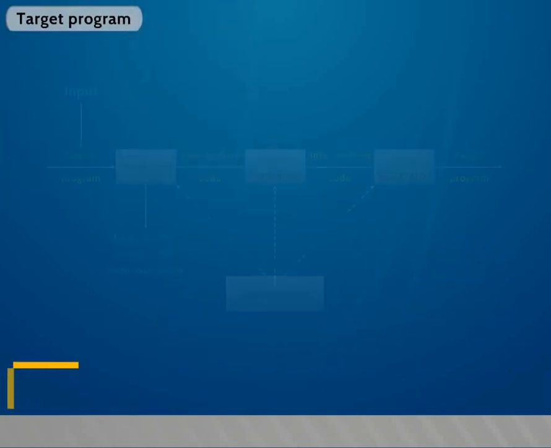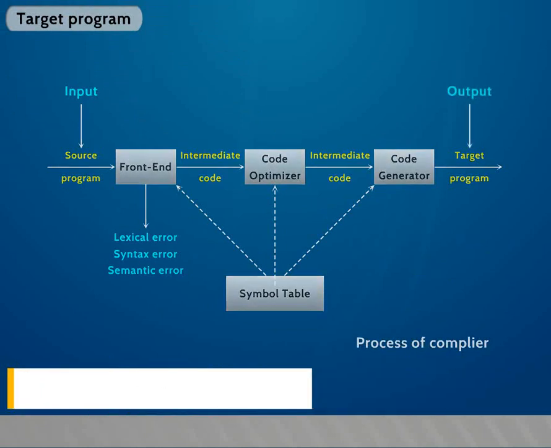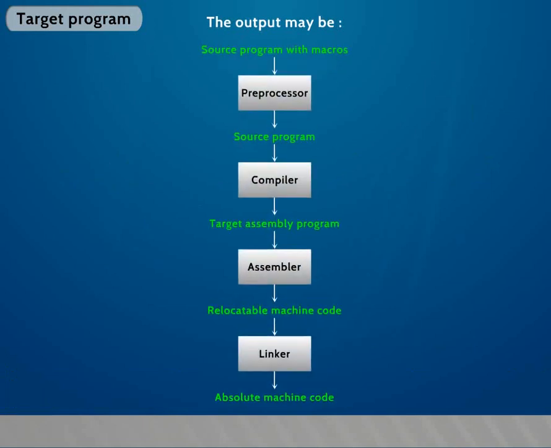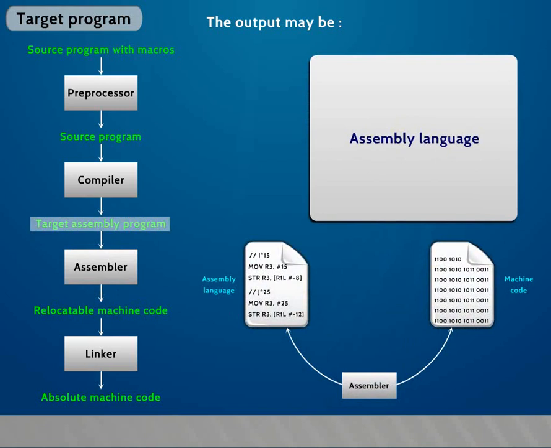Target program. The output of the code generator is the target program. The output may be absolute machine language, relocatable machine language, assembly language.